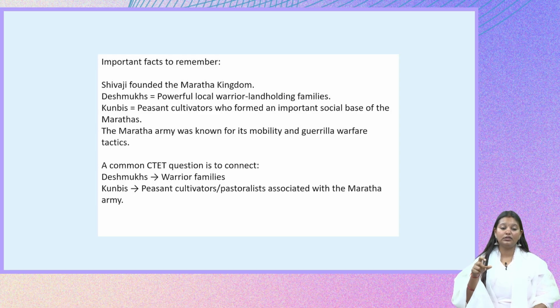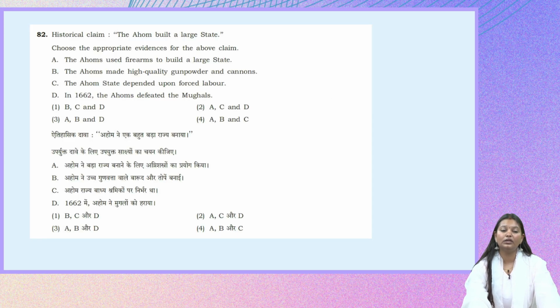When it comes to this, we need to remember for our examination a few keywords: Deshmukh families, which were the warriors, and Kunbis, the name given to the peasants and cultivators who were associated with the Maratha army. Moving on to the next question.